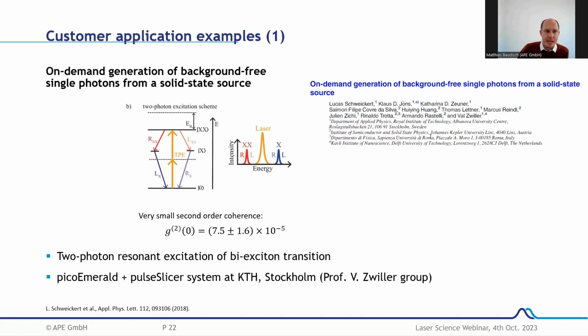And they showed essentially that by using a two-photon resonant excitation scheme of the bi-exciton transition, they could show on-demand generation of background-free single photons from a solid-state source. So this means that due to this two-photon resonant excitation, they could actually show extremely small second-order coherence. And here on the right side are essentially the references.